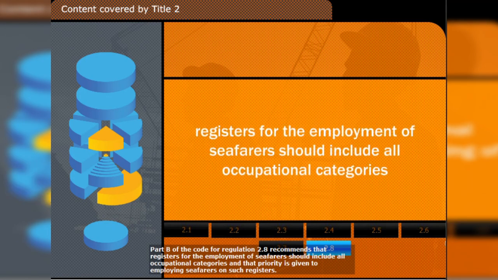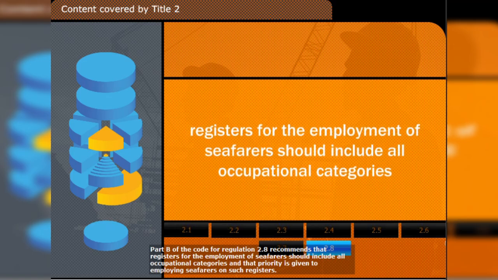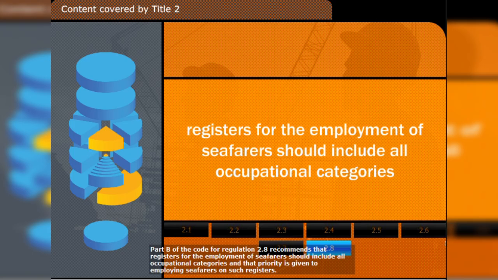Part B of the Code for Regulation 2.8 recommends that registers for the employment of seafarers should include all occupational categories, and that priority is given to employing seafarers on such registers.